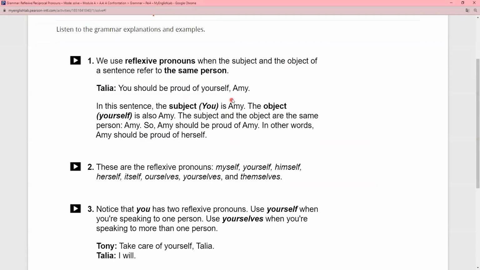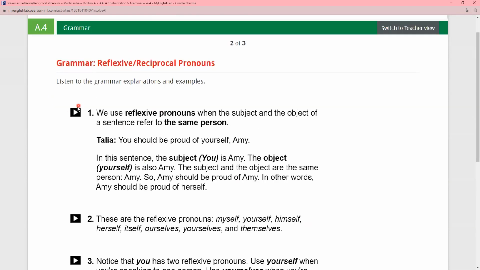Right, so when are we going to use reflexive pronouns? As you can see, it says reflexive, so let's listen.